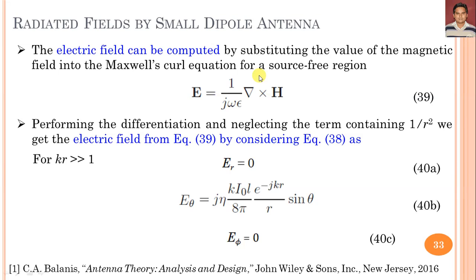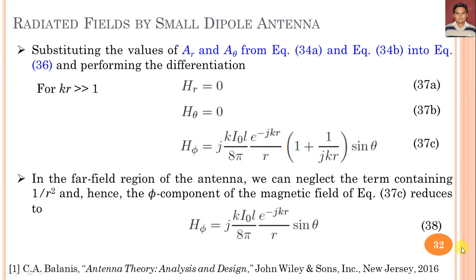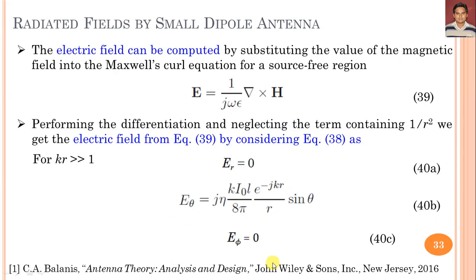This expression we have also discussed in lecture 1 of this wire antenna series. Performing the differentiation and neglecting the terms containing 1 by r square, we can get the electric field from equation 39 by considering equation 38, the H phi equation. Then in the far field region, kr greater than 1, we are getting Er equal to 0, E theta. So here you can see, in a small dipole antenna also, the E theta and H phi components exist.